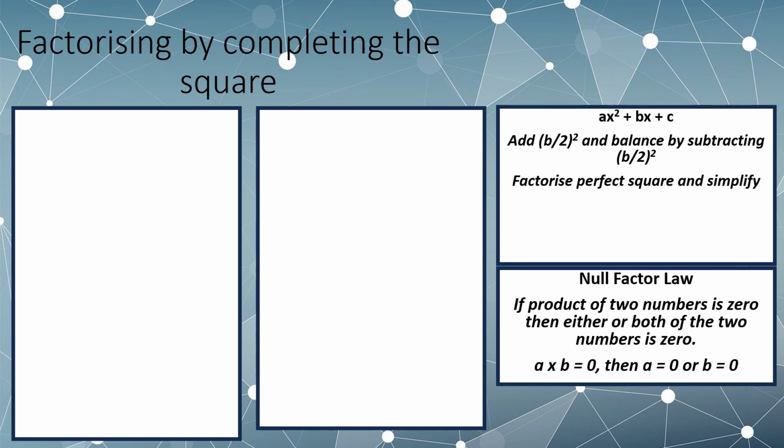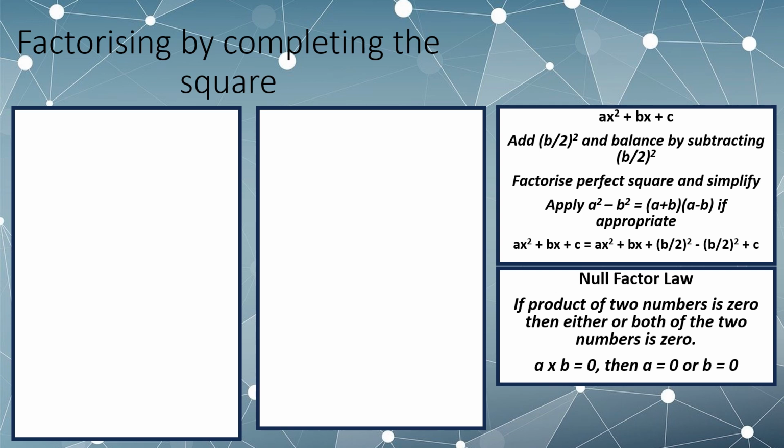We then apply a squared subtract b squared is equal to a plus b multiplied by a minus b, if appropriate, as sometimes completing the square can lead to incomplete factorizations. So looking at the example below with just the text and our unknown variables, we'll end up with ax squared plus bx plus (b over 2) squared subtract (b over 2) squared plus c.